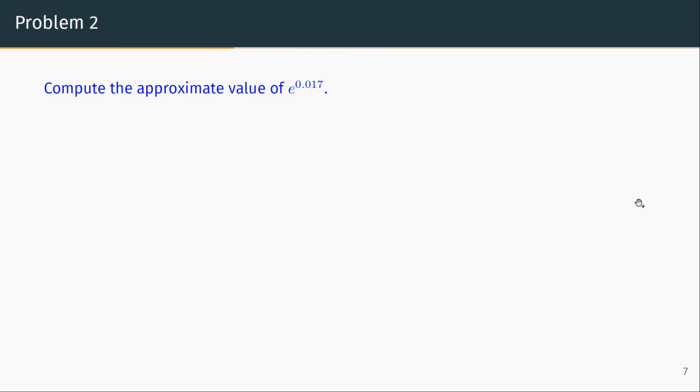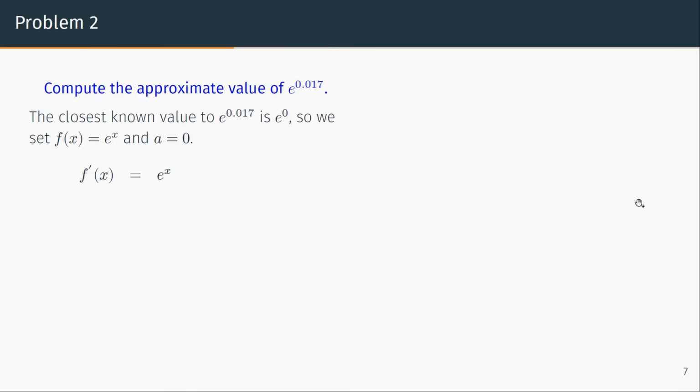Let's take a look at one more example. We need to approximate the value of e to the 0.017. Now here again we would see a value which is close to this value and is well known. So as an example, e to the 0 is known. So what we can do is we can form the function f of x to be of the form e to the x while putting the value of a is equal to 0.